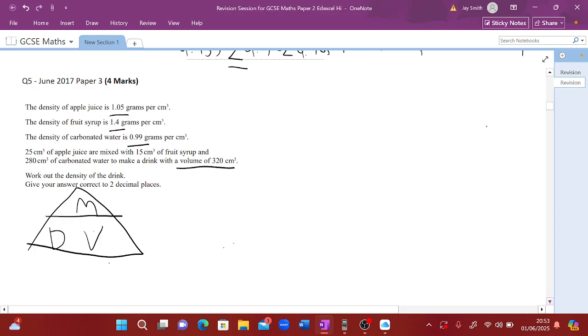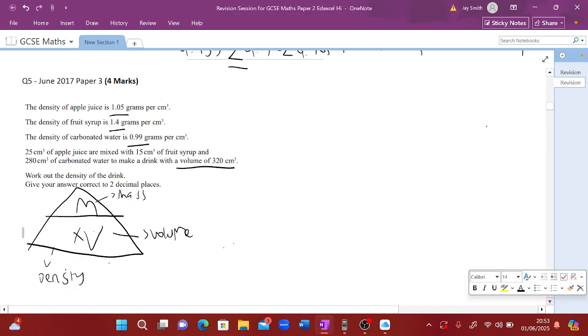Okay, and you do need to remember this. I'm pretty sure. So you need to know this is mass, the V's volume, and your D is your density. Now, if we want density, we cover that up. So then you're left with M over V. This line is a division, okay? So this is saying D would be M over V, M divided by V. So that's what we're going to do. We're going to work out the mass and the volume, then divide it, okay?